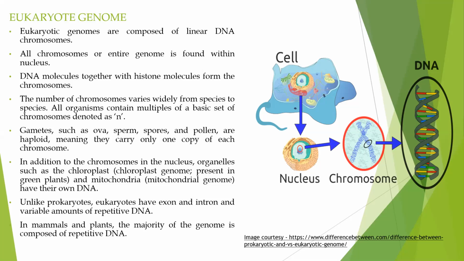Unlike prokaryotes, eukaryotes have exons and introns and a variable number of repetitive DNA. In mammals and plants, the majority of the genome is composed of repetitive DNA.